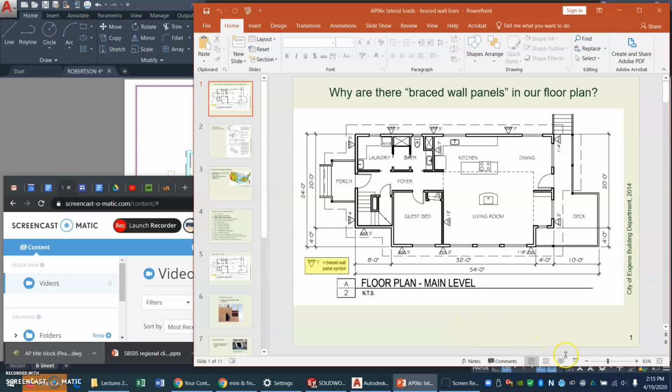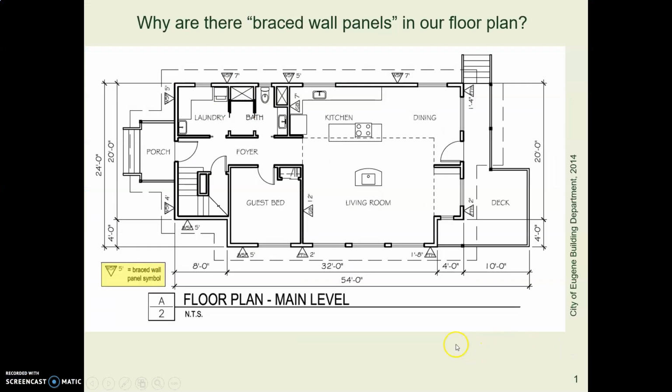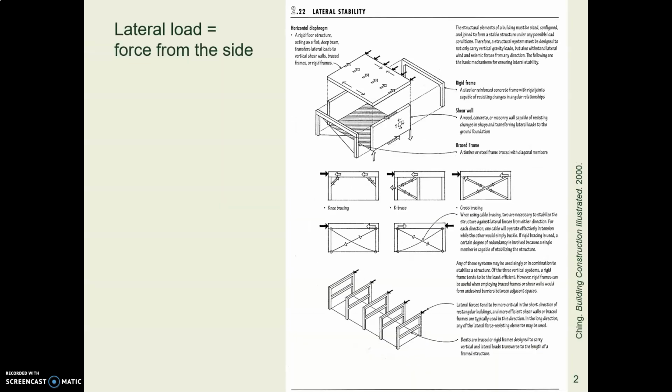When you look at the floor plan that we're going to be drawing, you'll notice that there are triangular symbols around the wall, and then a legend at the bottom that says this is a braced wall panel symbol. What are those for? Those are required to deal with lateral loads.